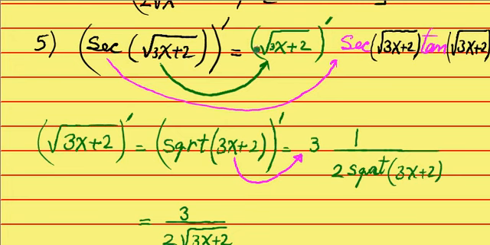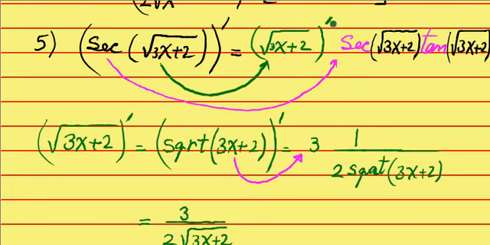Take a radical, square root of 3x plus 2. Differentiation of that is postponed to the next step. Just differentiating the outer function, secant, the derivative of that is secant tangent. Those derivatives are going to look at the same input that the original function was looking at.